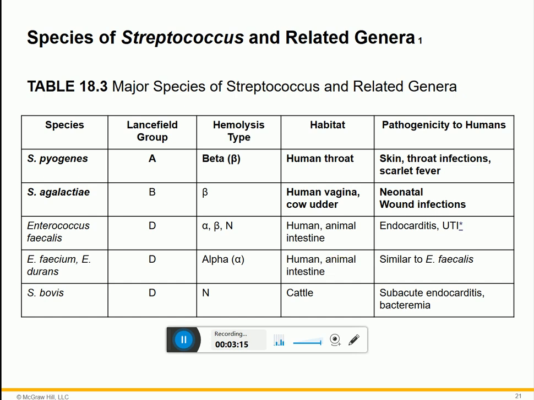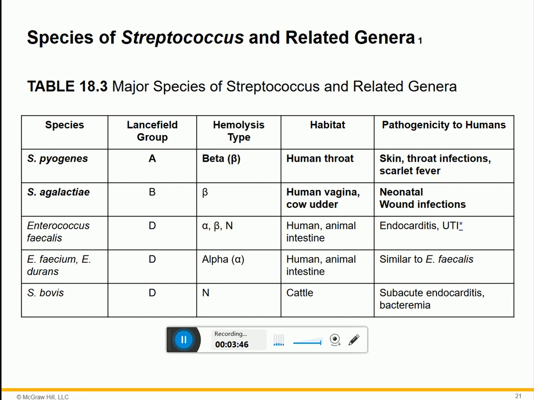Now, here are some species of streptococcal bacteria. I'm not going to mention all of them. I just want to mention some of the ones that are more clinically relevant. So there is Streptococcus pyogenes. These are the ones that usually live in the throat, and these are the ones that usually also cause throat infections. They can cause skin infections as well, and a disease called scarlet fever, which we're going to talk about in this recording.